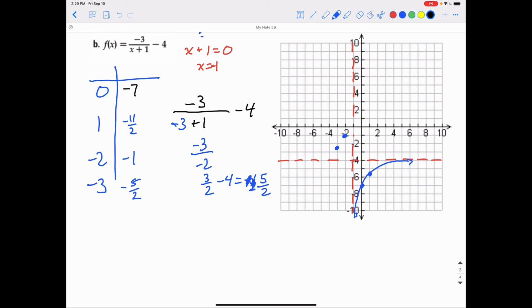Through there, and through there. Then we identify the domain and the range, which is still based upon the asymptotes. The domain is going to be x cannot equal -1, and the range is going to be y cannot equal -4.